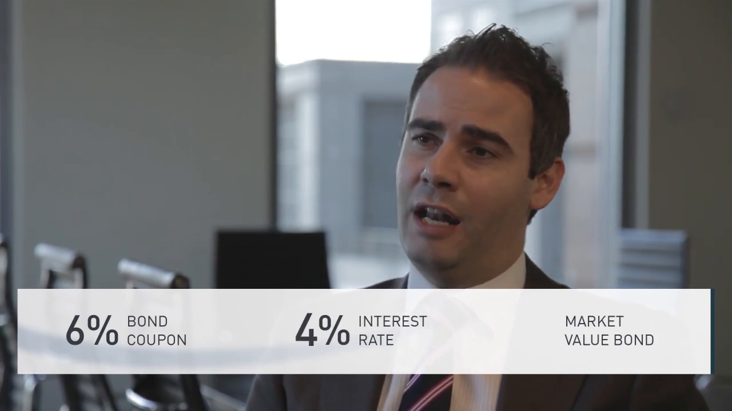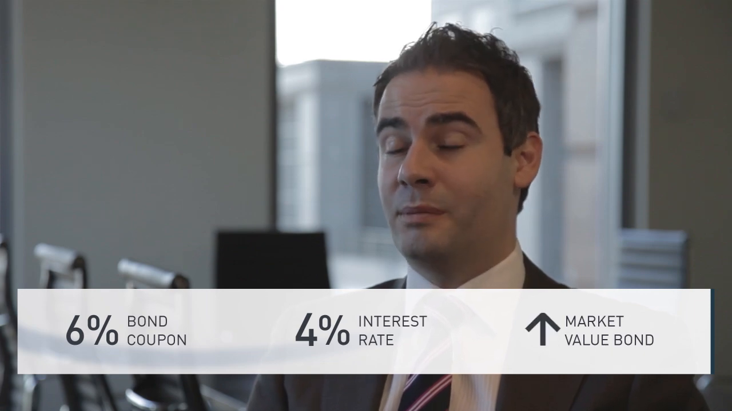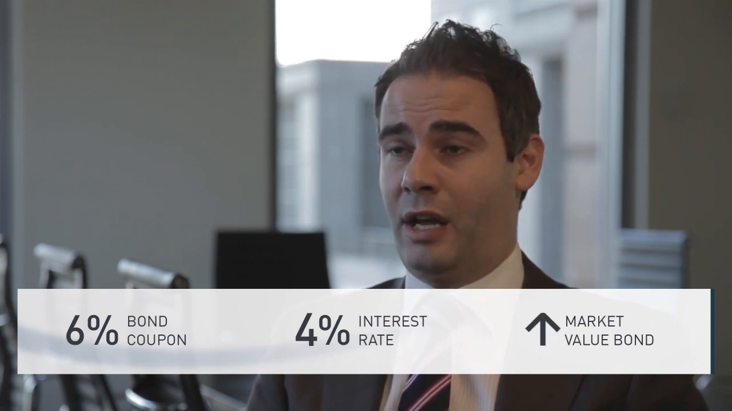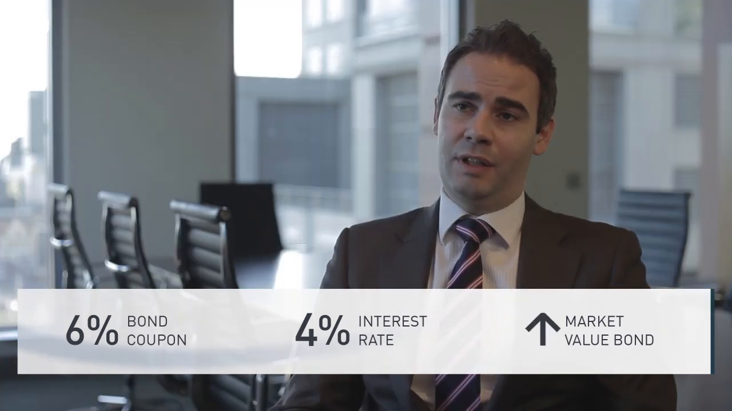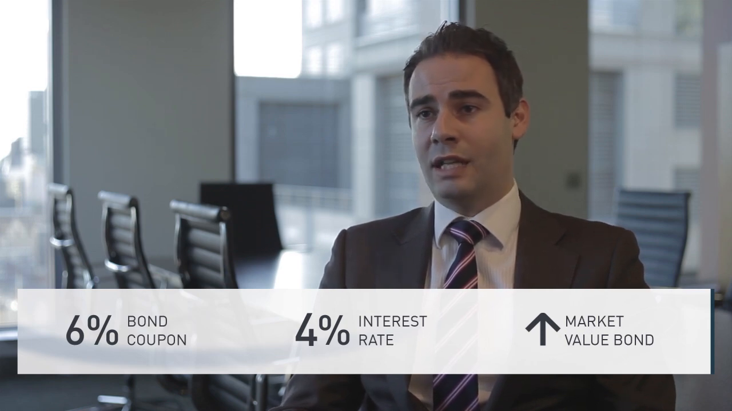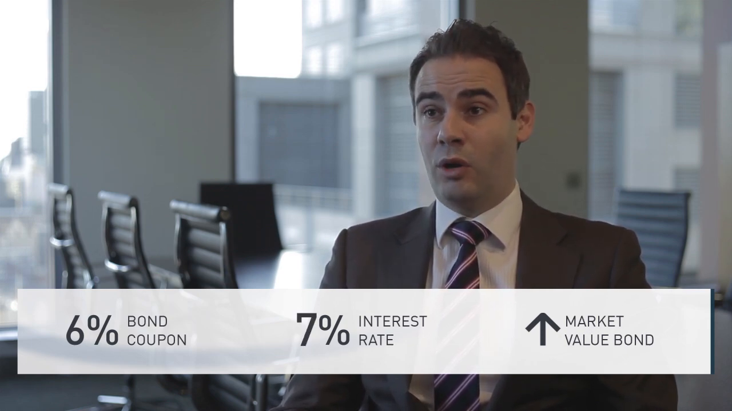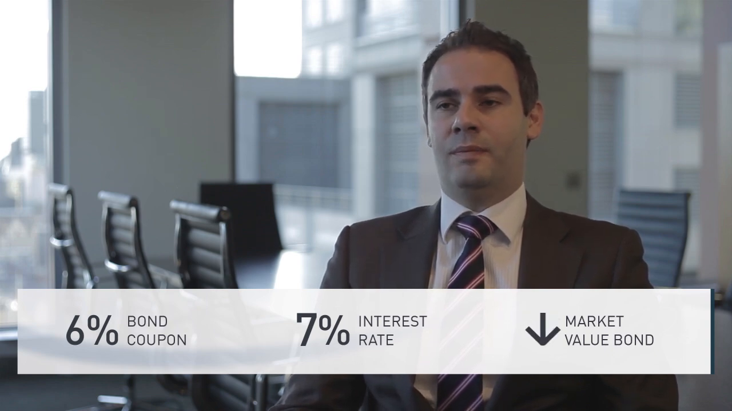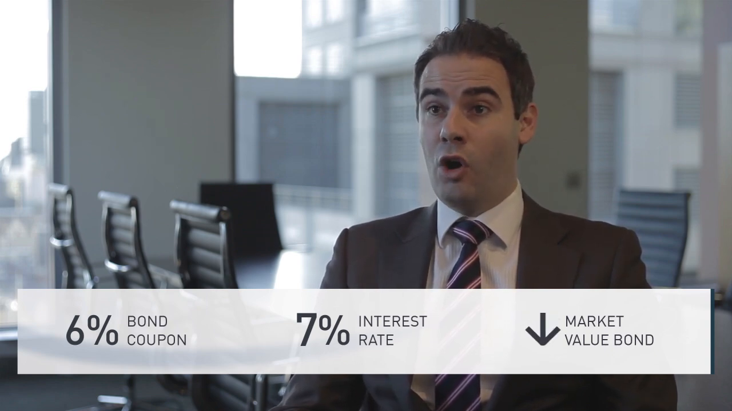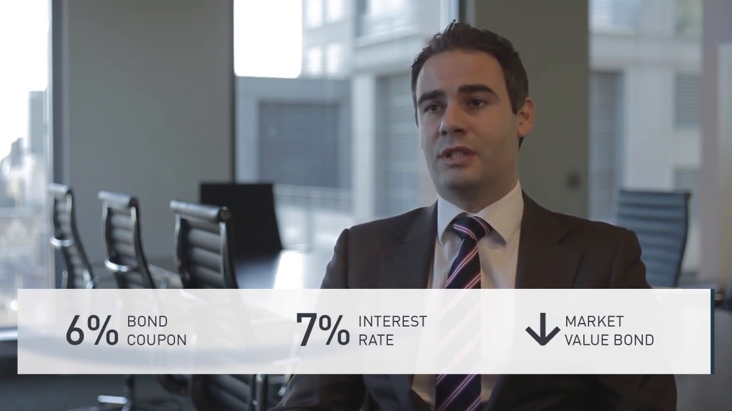Let me give you a simple example. If you held a fixed rate bond and it paid a coupon of 6% and current interest rates were 4%, then the market would value that bond more because it is paying 2% above the current interest rate of 4%. Alternatively, if interest rates begin to rise and they rise above the coupon rate of 6%, then that fixed rate bond would decrease in value. Nevertheless, if you hold the bond till maturity, you'll receive your $100 face value.